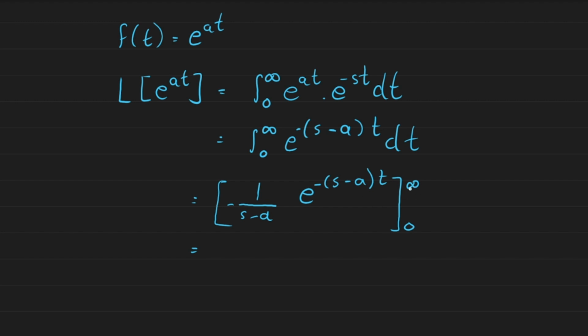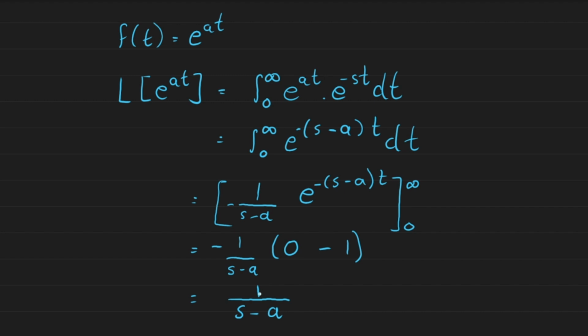So as before, e to the power minus infinity will just give us 0. So I will bring out this minus 1 over s minus a here. And we're going to have 0 since the infinity is there. And as before, e to the power 0 is 1. So for this Laplace transform, minus times minus gives us a plus. So that's 1 over s minus a. So the Laplace transform of an exponential function is just 1 over s minus a.